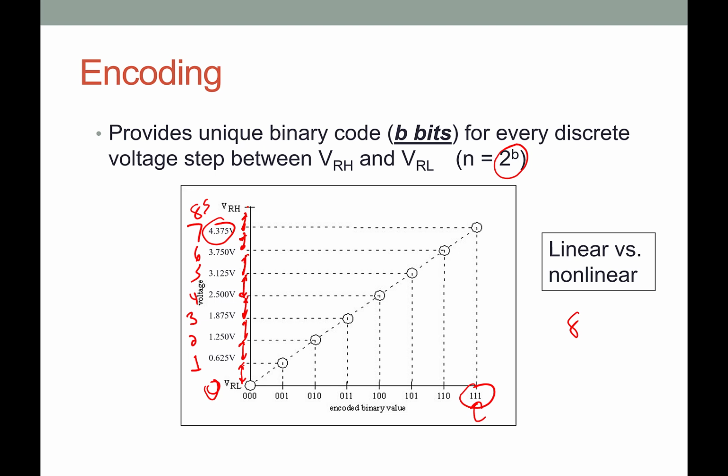So it could be that I could make the 8th one be right here, but then if I did that, the lowest one would be right there and not be at 0. So you realize there's a trade-off that you're going to have with this encoding process.